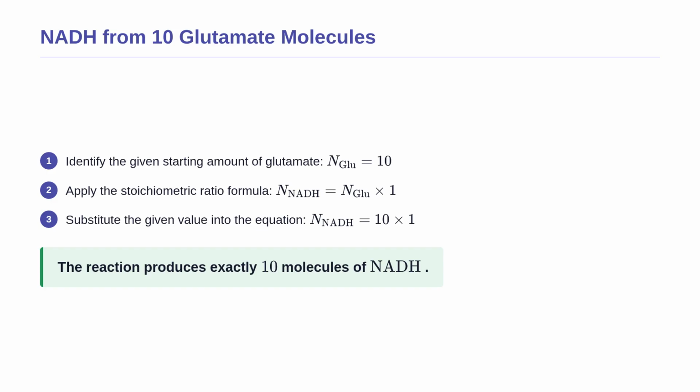Physically, this means the cell has successfully loaded 10 biological taxicabs with high-energy electrons, which will now travel to the inner mitochondrial membrane to power ATP synthesis.